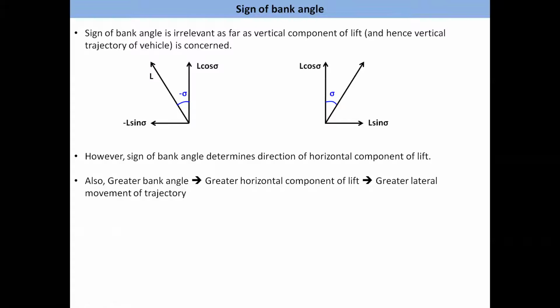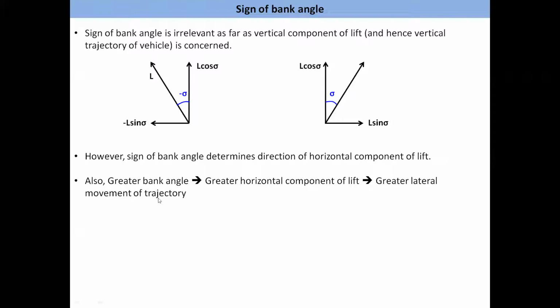Now, looking at the sign of bank angle, look at these figures. It is clear that the sign of bank angle is irrelevant as far as the magnitude of the vertical component of lift is concerned, and hence the vertical trajectory of the vehicle. So it doesn't matter whether you have positive 45 degree or negative 45 degree, your vertical trajectory, that is in the altitude velocity plane, is going to be the same. However, the sign of the bank angle determines the direction of the horizontal component. So that determines in which direction your vehicle moves horizontally.